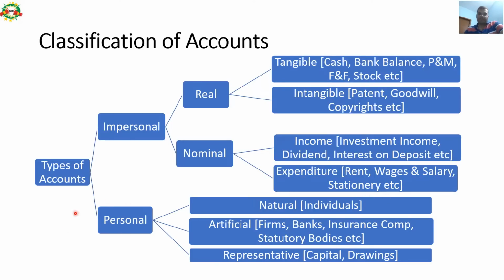The second set of accounts is personal accounts, in which natural persons could be included. These are maintained in the name of individuals. Then the second is artificial, in the name of firms, banks, insurance companies, statutory bodies, etc. And the third one is representative accounts. It could be for the purpose of capital, drawings, etc. So please remember this table, and a 1 mark theory question may come out of this topic, from this table only.